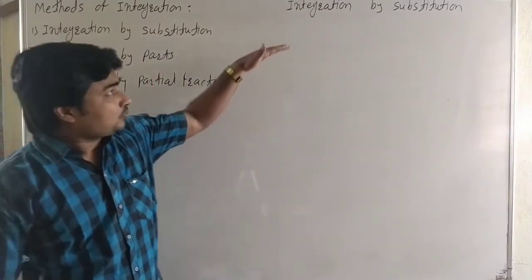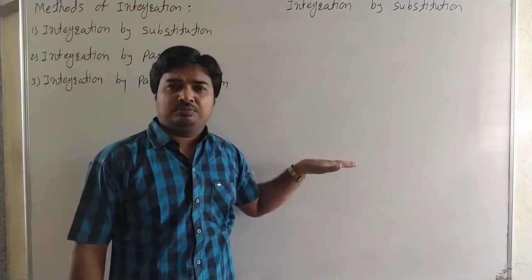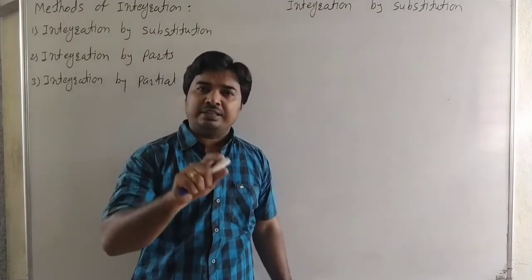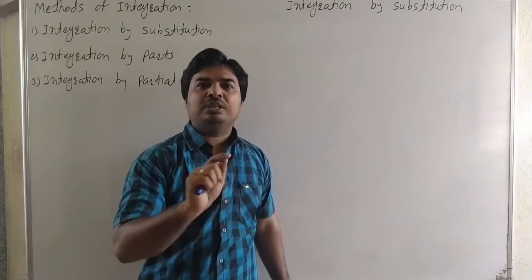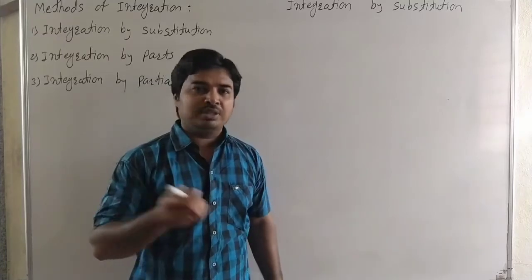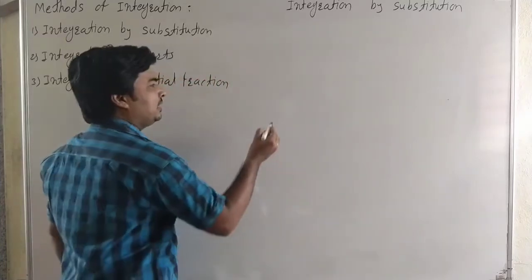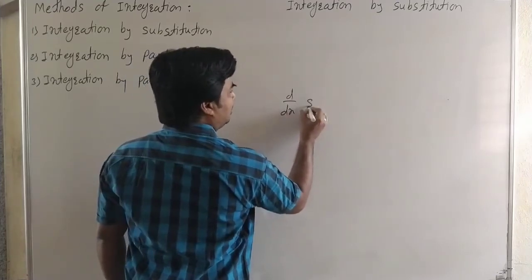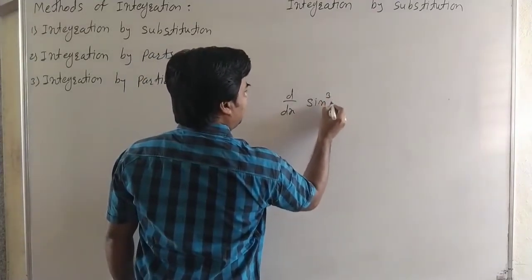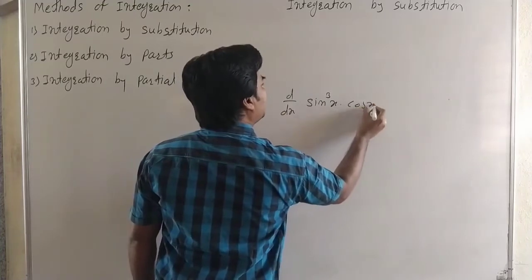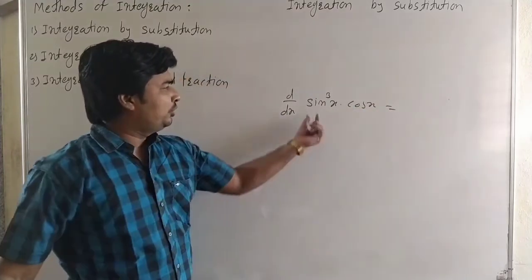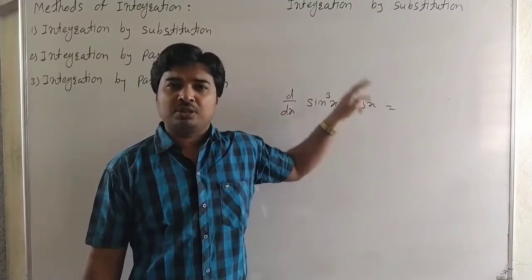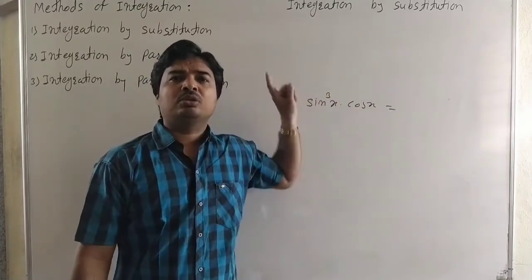In the substitution method we can find integrals which are not in a standard form, that means they are composite functions. In the derivative we can directly differentiate any function, for example sin cube x into cos x. We know how to find the derivative of a composite function by the chain rule. There is only one rule for the composite function.